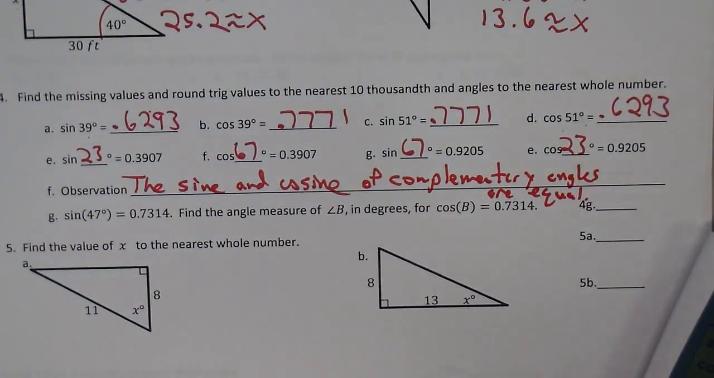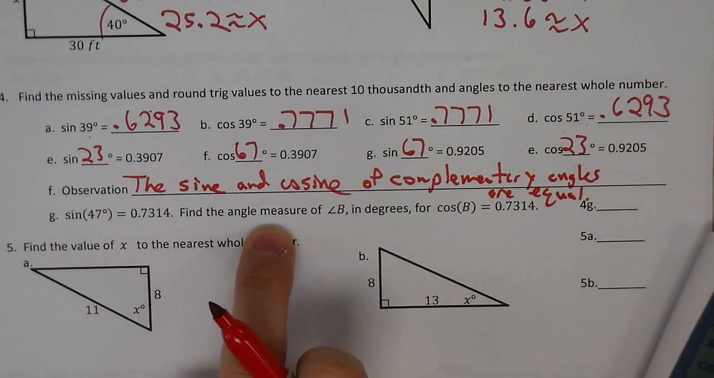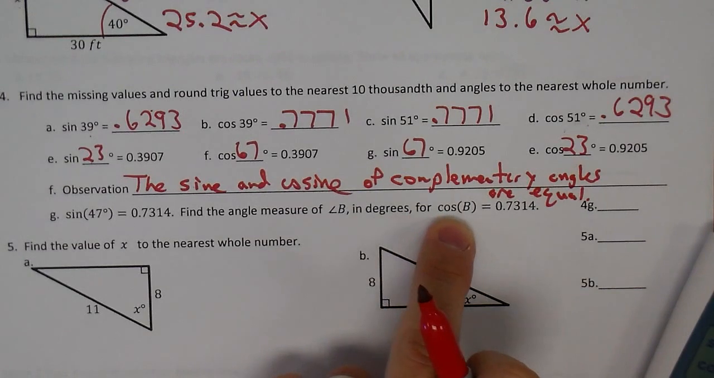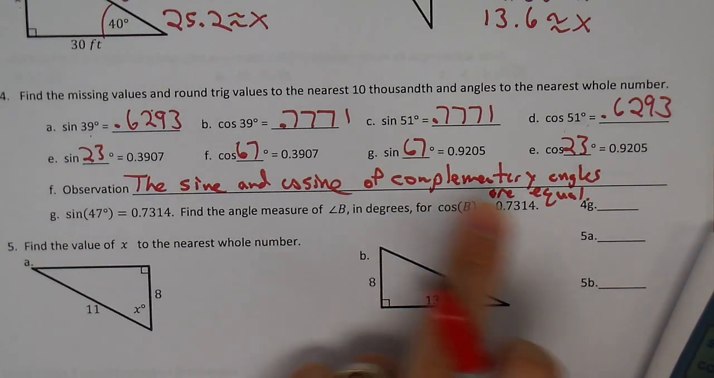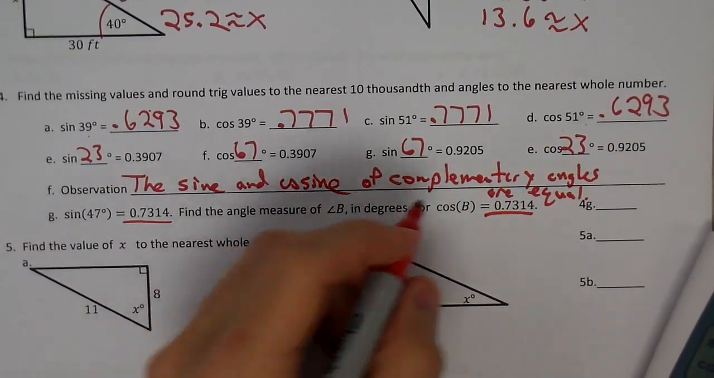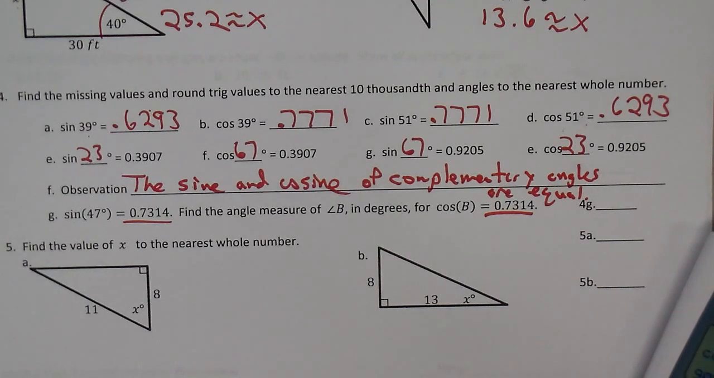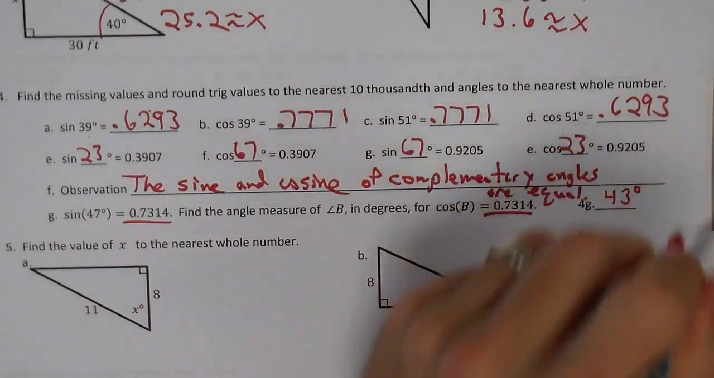Okay, let's look down now at sine of 47 is 0.7314. Find the measure of angle B in degrees of cosine of B. So we know cosine of B is 0.7314, so these match. So the cosine is going to be the complement. So 90 minus 47 gives us 43 degrees.